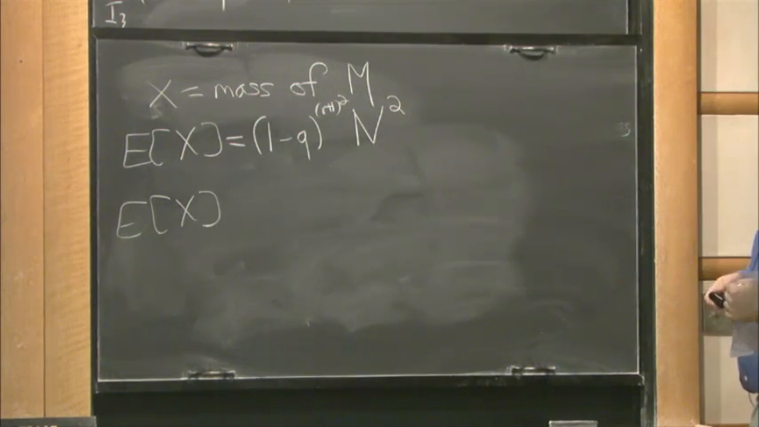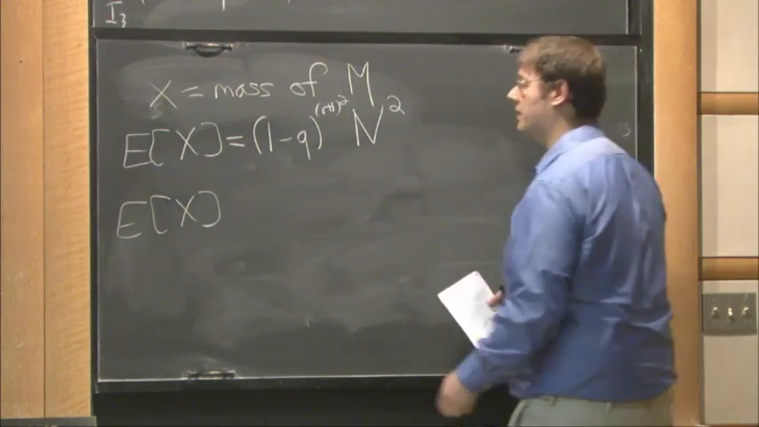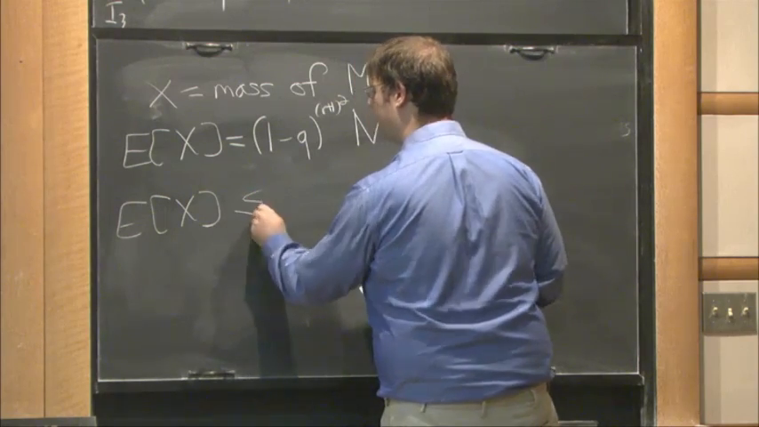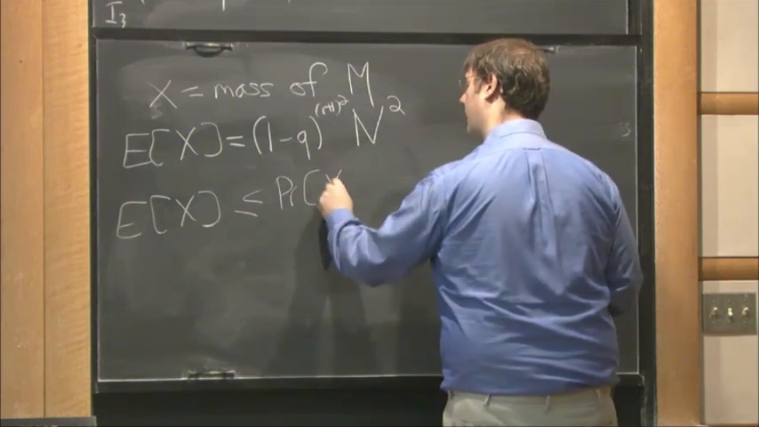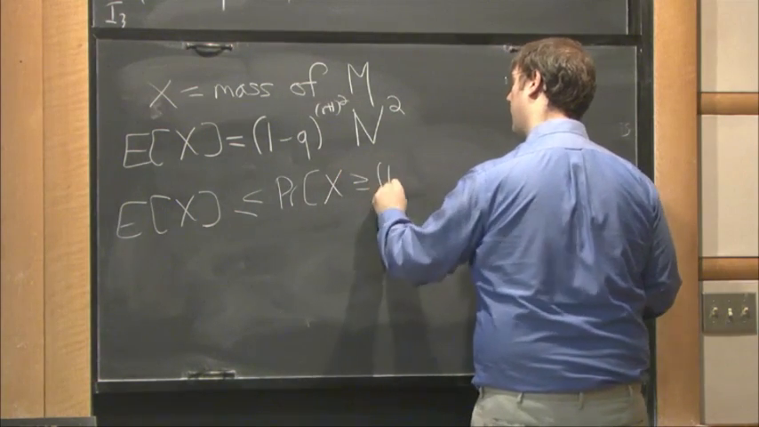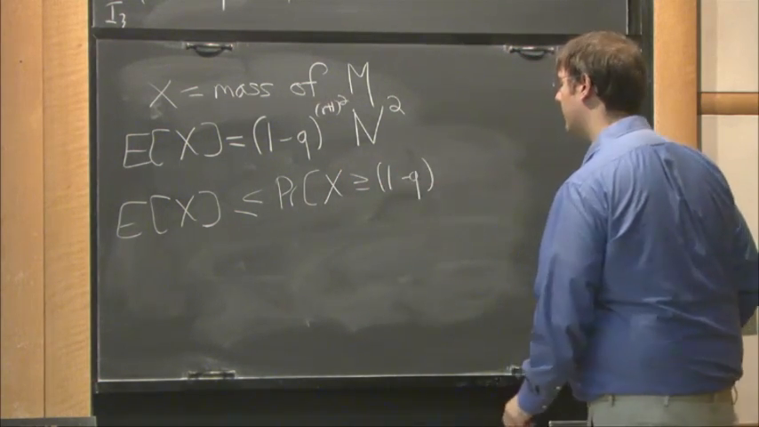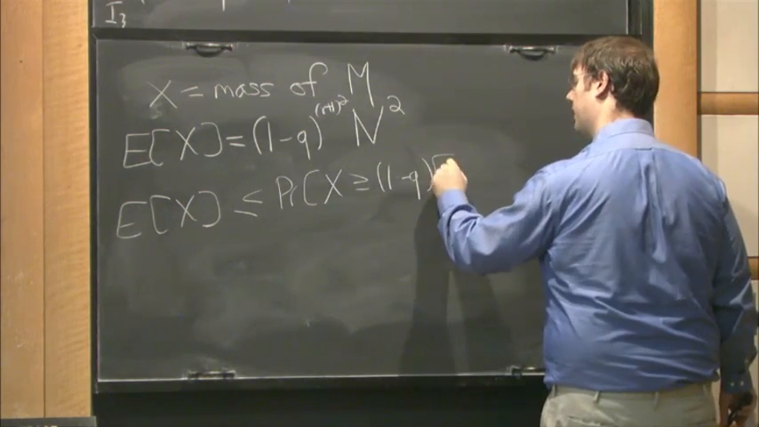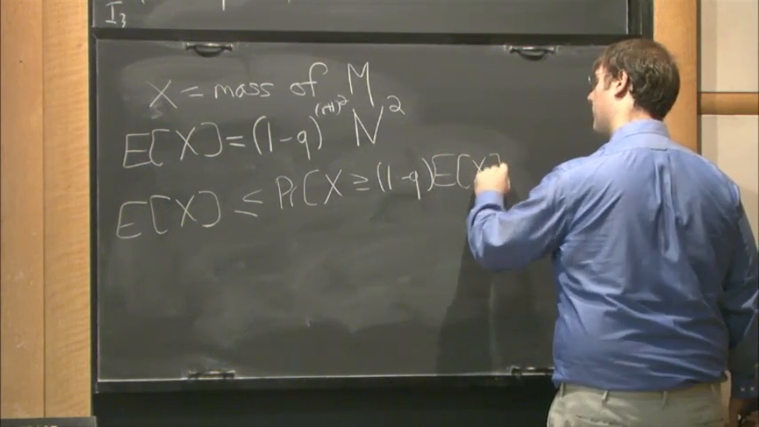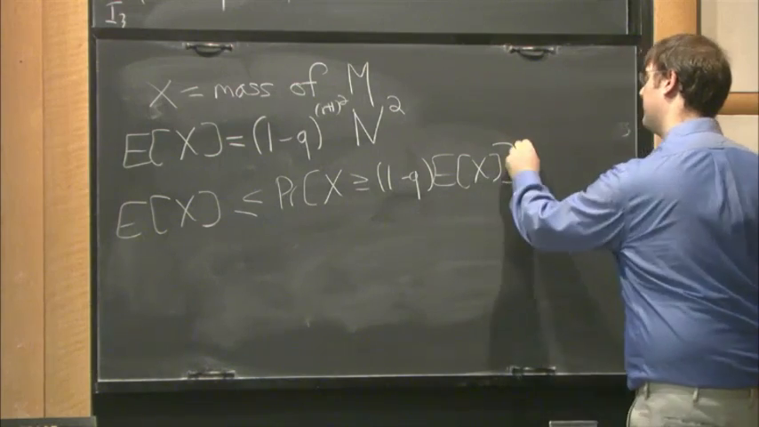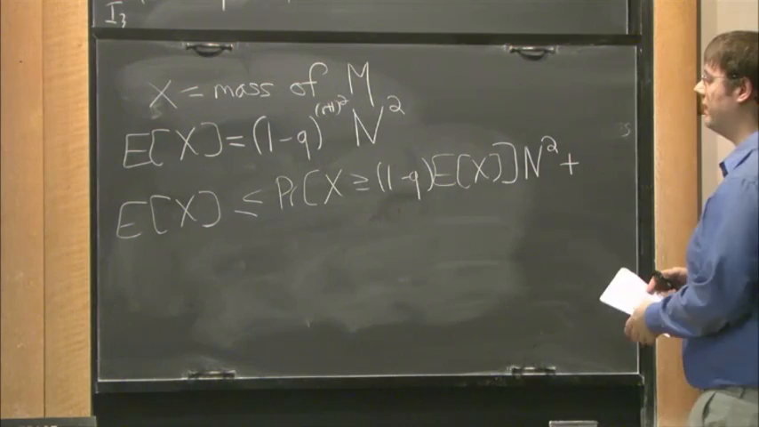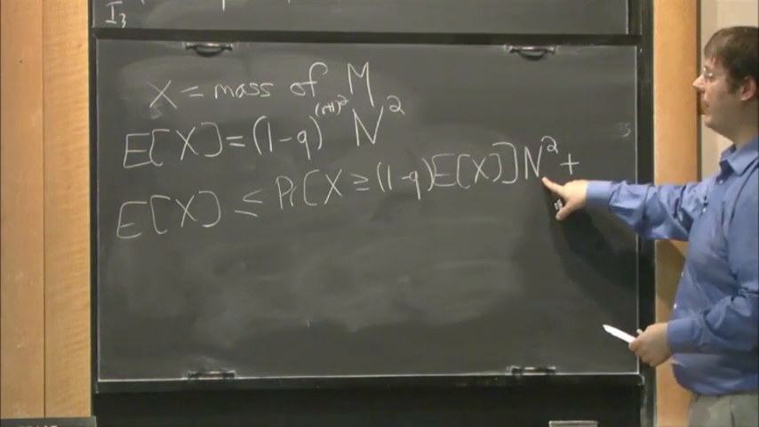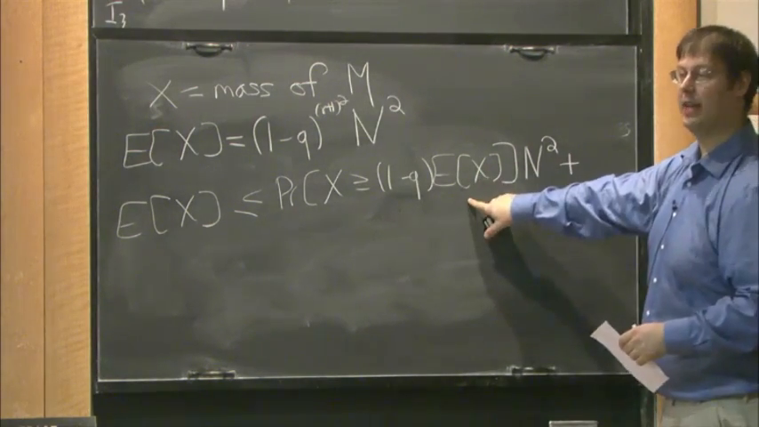And one thing to note is that x is always at most n squared. So the expected value of x is at most the probability that x is at least 1 minus q times its expected value, times n squared. So if it's at least 1 minus q times the expected value, you know it's still at most n squared, and so you don't have any problem in that case.